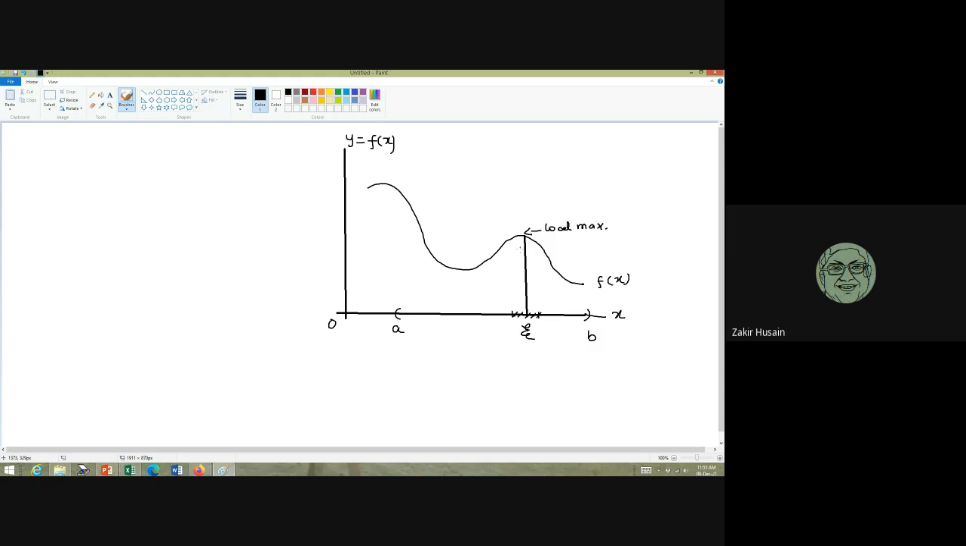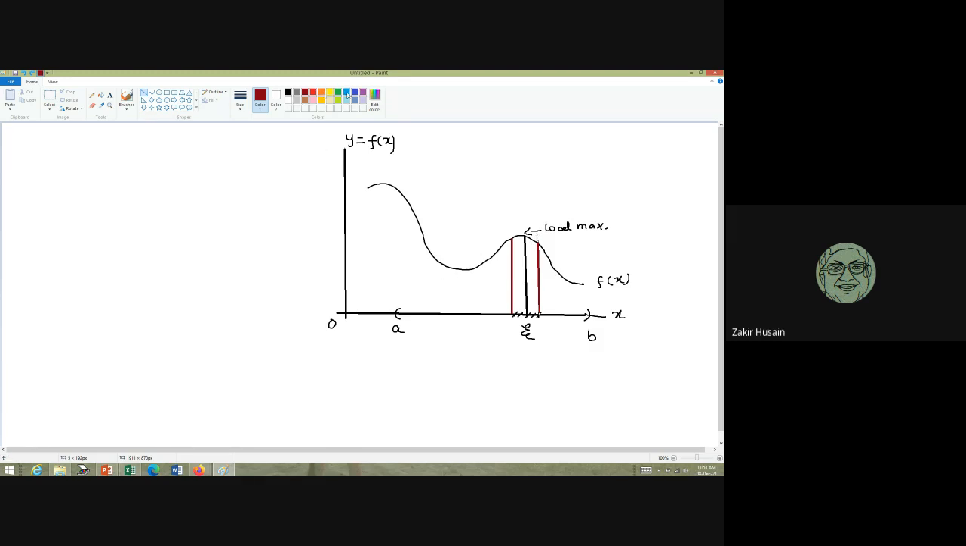within this neighborhood, if I consider the functional values, that means I'm not considering the entire function, but only a part of it within this range. Okay, so within this boundary, I'm getting a maximum at x equal to psi. This is called the local maximum.